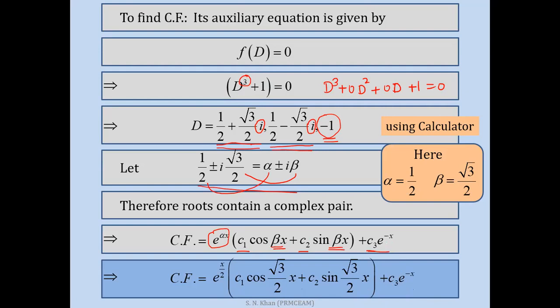So half part or first part of the problem is completed here. We got the CF. Now we need to find PI. So next part of the problem is to find PI. अभी हमें PI calculate करना है.